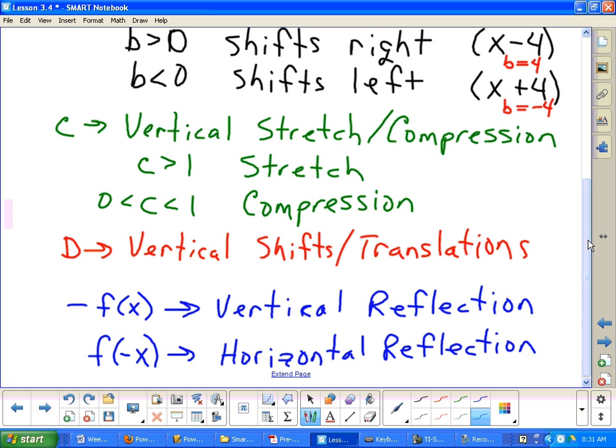And then we have reflections. And this vertical reflection is talking about C. So if C is negative, it's a reflection over the x-axis. If A is negative, it's a reflection over the y-axis, horizontal.